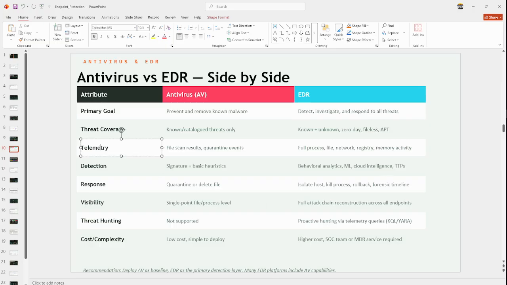So you have telemetry here. Telemetry is only on the file scan results. Antivirus will see only file scans, that's it. Whereas EDR will see all the process, file, network, memory activities, registry activity, all that this is going to check. Okay. So I will leave this now because we have covered this almost.